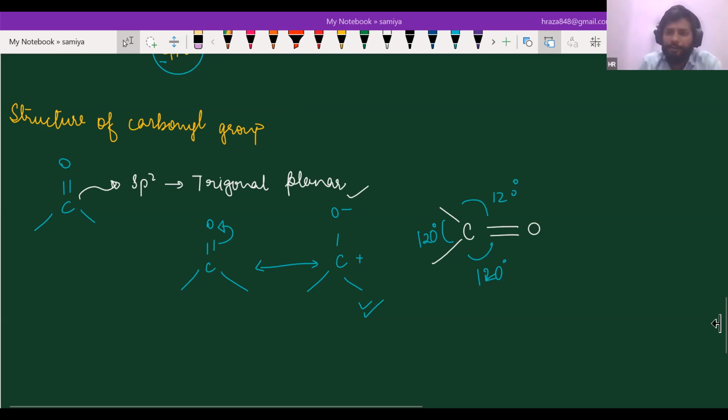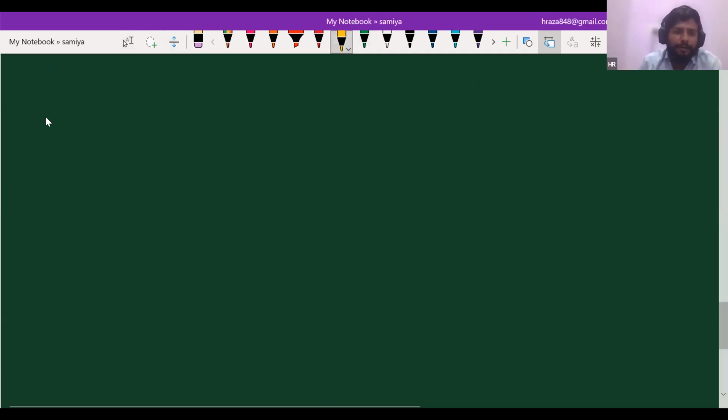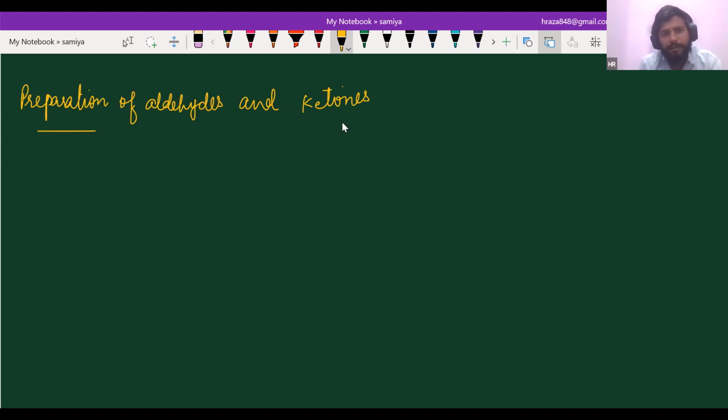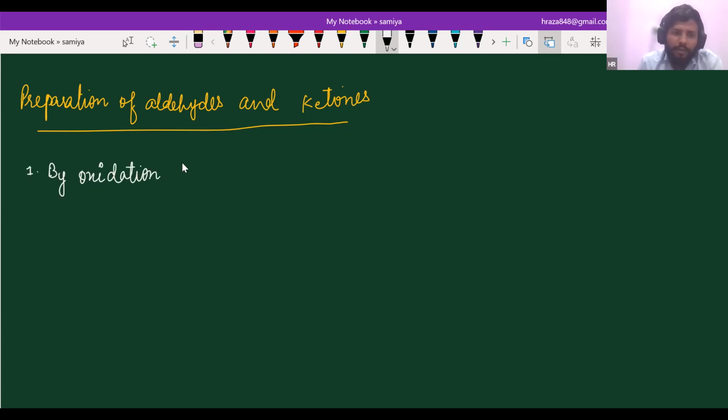Now let's start the preparation of aldehydes. First, we will do the preparation of aldehydes and ketones together, because these methods can give ketone as well as aldehyde depending upon the reactant. So the first method is by oxidation of alcohols.